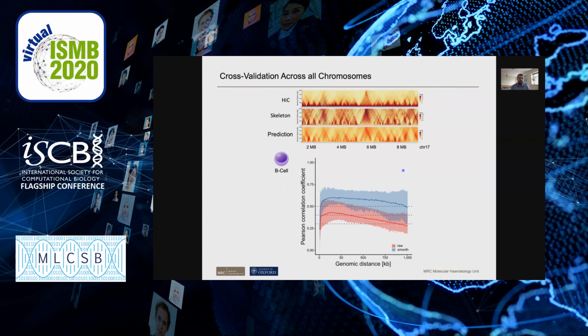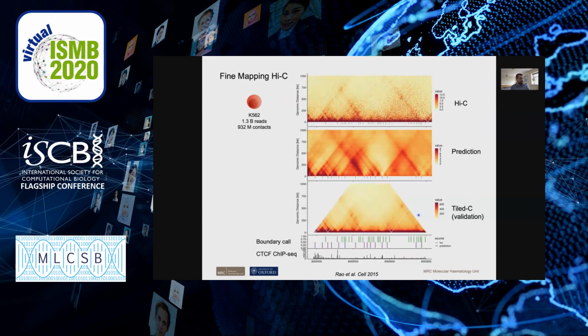In a cross-validation scheme across chromosomes, we get a correlation between a skeleton and a prediction of about 0.45 across the different chromosomes. Now, this doesn't sound amazing to begin with, but when you compare it to other methods that actually use CTCF binding from ChIP-seq or other histone modifications directly, they get about the same correlation values. Well, we have now a sequence-based model to work with.